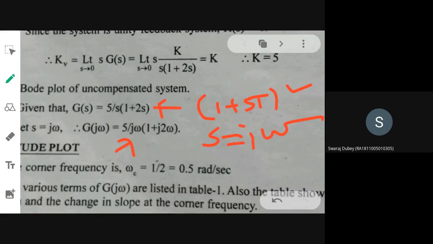What is the corner frequency? This is your one first order factor in the denominator, for which you calculate omega c, meaning 1 divided by 2. So what is the corner frequency that you are getting? 0.5, ma'am. 0.5 radians per second. So what is your next step after finding the corner frequency?